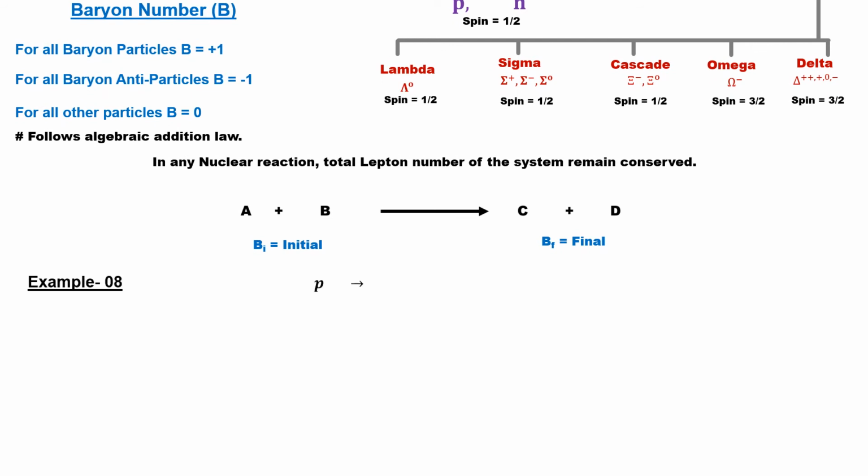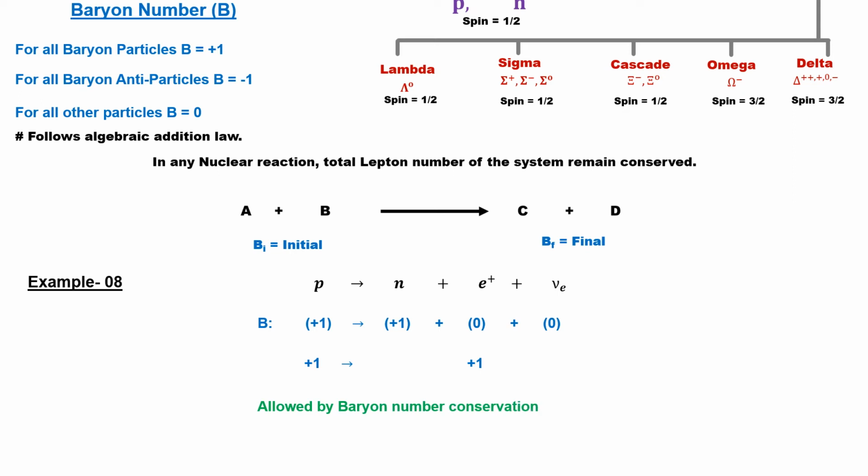This is a beta plus decay, in which proton decays to neutron, positron and electron neutrino. Since proton and neutron are baryon particles, their baryon number is +1, while positron and electron neutrino are non-baryonic particles, so their baryon number will be 0. Since the baryon number is conserved in this reaction, it is allowed according to baryon number conservation.